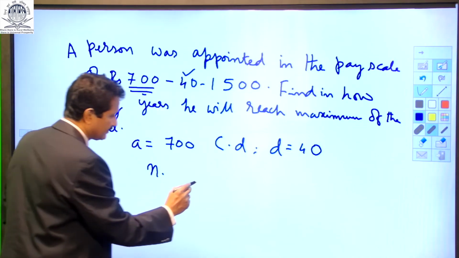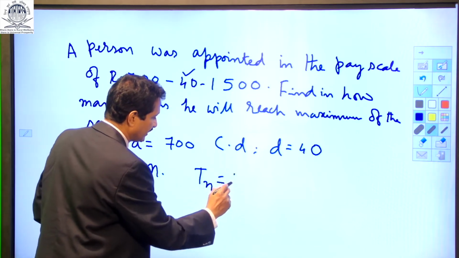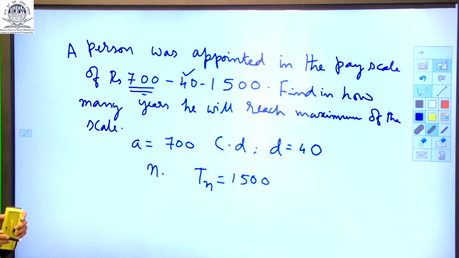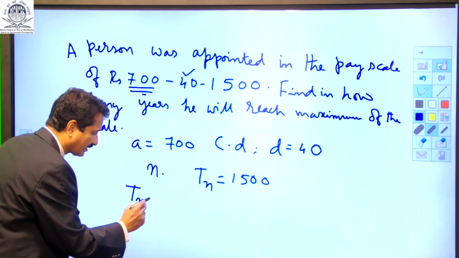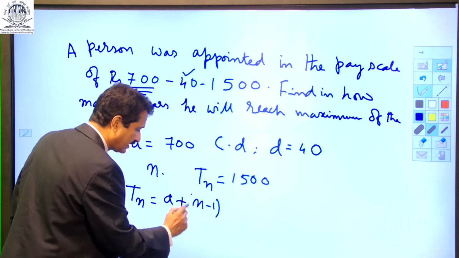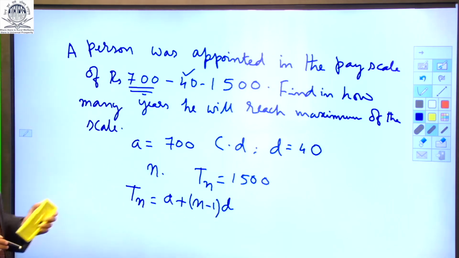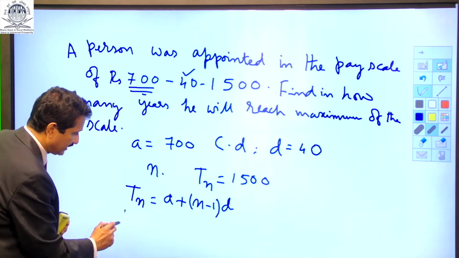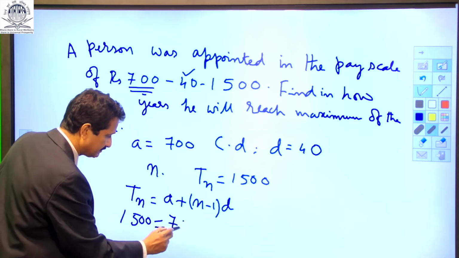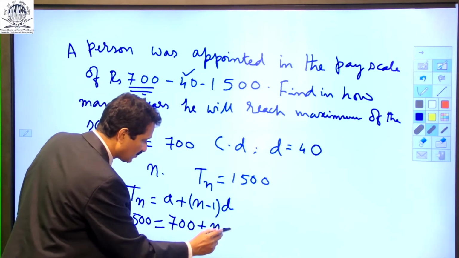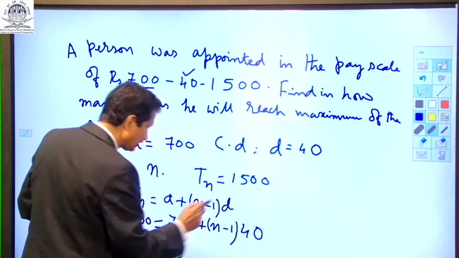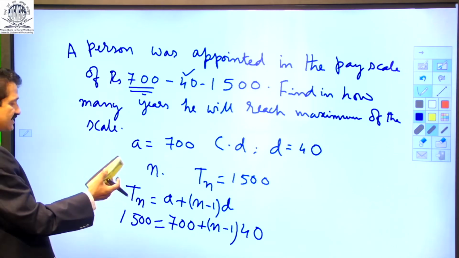So now we have Tn is 1500. What is the formula for Tn in arithmetic progressions? We have Tn is equal to A, the initial term, plus n minus 1 into D. Let us substitute the values in this and see. Tn is 1500, equal to A, which is 700, plus n minus 1 into D. D is 40 here. Let us solve for n. That is the question asked of us.